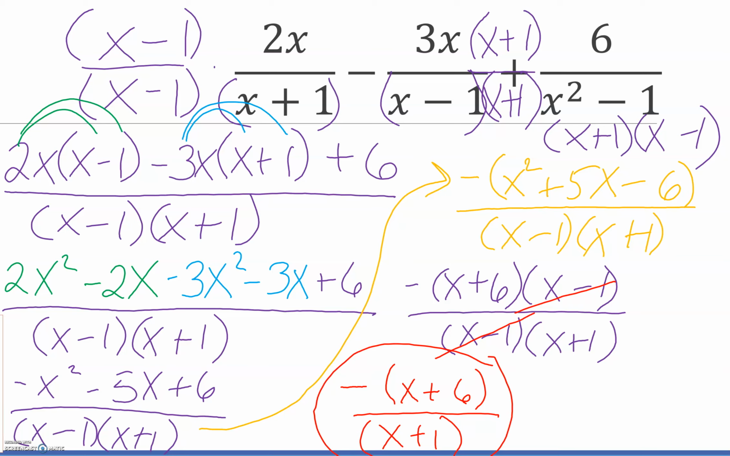Now when we look for restrictions, we want to make sure that we look at that original denominator. So x cannot equal 1 or negative 1.